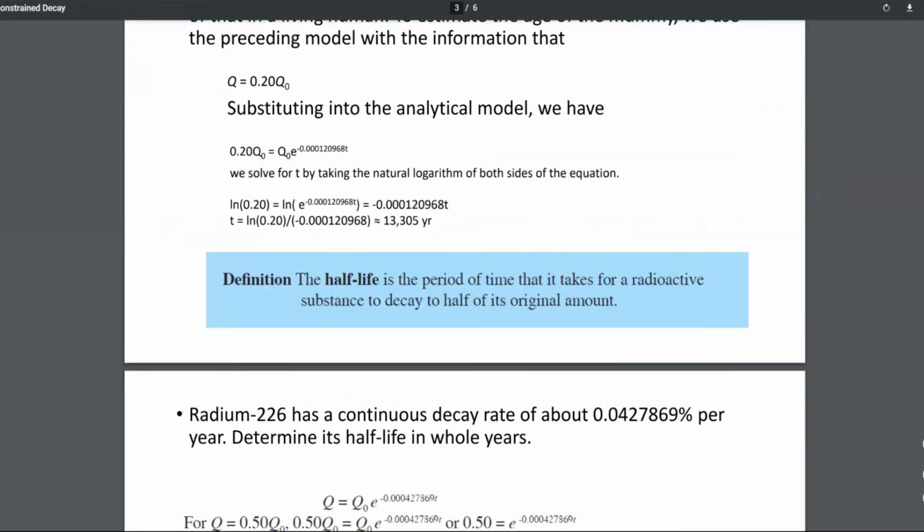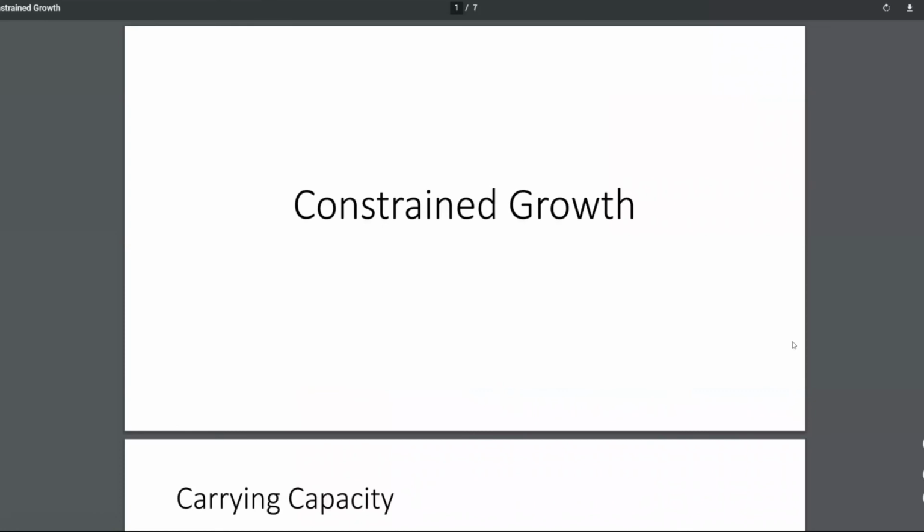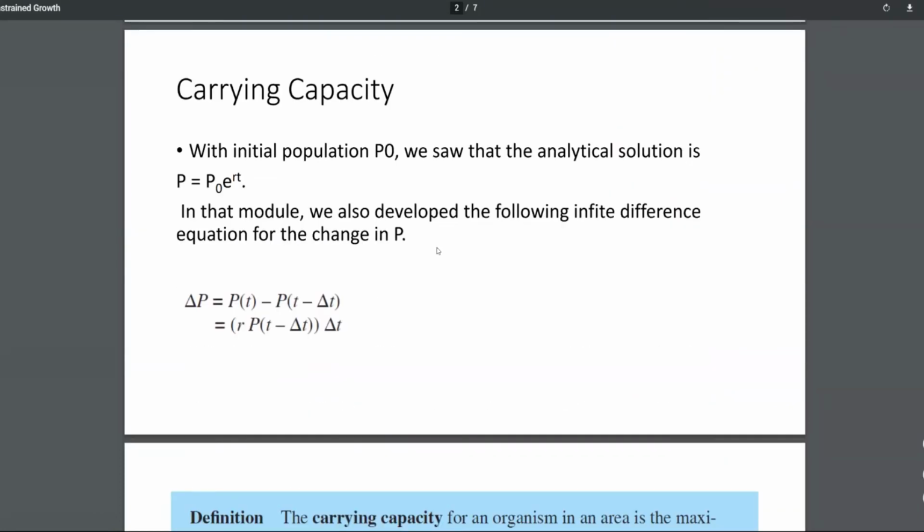Right. So let me go to constraint decay. I have to finish this by Wednesday because you have a Friday quiz. Okay. So now here we come up to some level of maths, right? So we can calculate things. First, I introduced you to calculus. Then I introduced you to rate of change. Then I showed you how the population grows and how you're going to put that in Vensim.